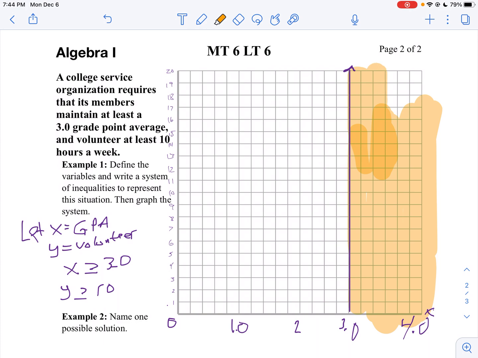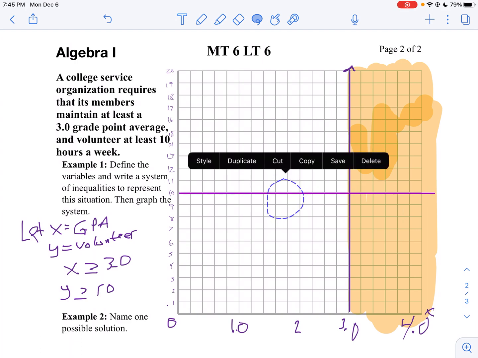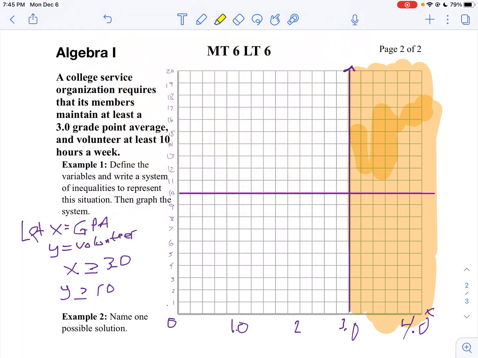And then my second line is y is greater than or equal to 10. So y without an x, that's a horizontal line. So I go up to 10. And I'll make a horizontal line going through 10. It's not quite on 10 here, so I'm going to pull it up to 10. And then I want to shade above that line. And the part where it's double shaded, that's your solution.